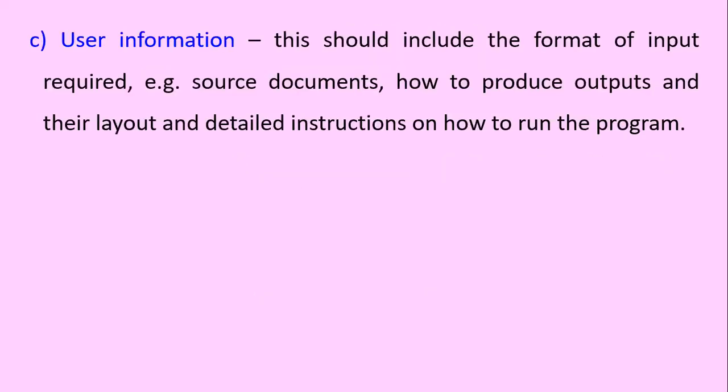Number 3 is user information. This should include the format of input required, for example, source documents, how to produce outputs and their layout, and detailed instructions on how to run the program.